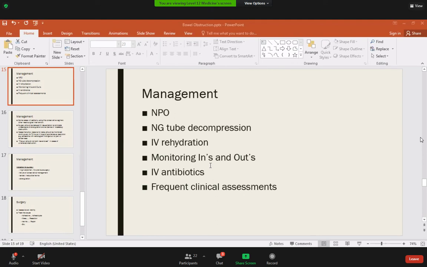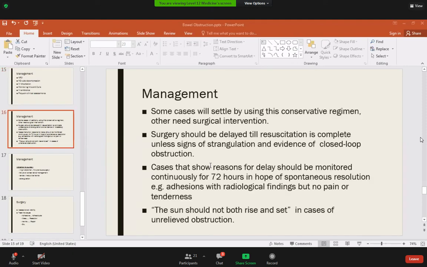Monitor the input and output and check for the dehydration status. Check whether the patient is having a decrease in urine output or not. Start IV antibiotics, and as we are treating it as an acute obstruction, do frequent clinical assessment. Anytime you suspect that the patient is showing high grade obstruction, or the patient is having a strangulation element in it, go for operation. Some cases of obstruction will settle by using this conservative regime. This is a conservative regime: NPO, NG, IV fluids, IV antibiotics, gut rest. These all are included in the conservative therapy.